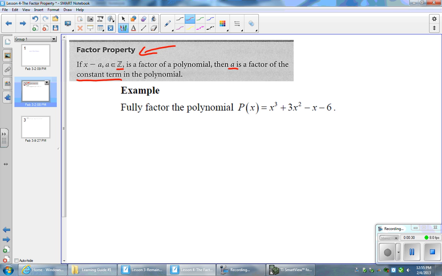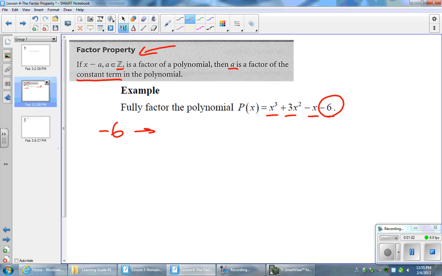So here's my first example here. It says, fully factor the polynomial p of x is equal to x cubed plus 3x squared minus x minus 6. Now, as you can see, they don't give you any factors. So we're going to use the factor property to find one. So this theorem states that we want to take a look at the constant of our polynomial. Now, let's look at the polynomial. The constant is the last number, -6. So that is the constant.